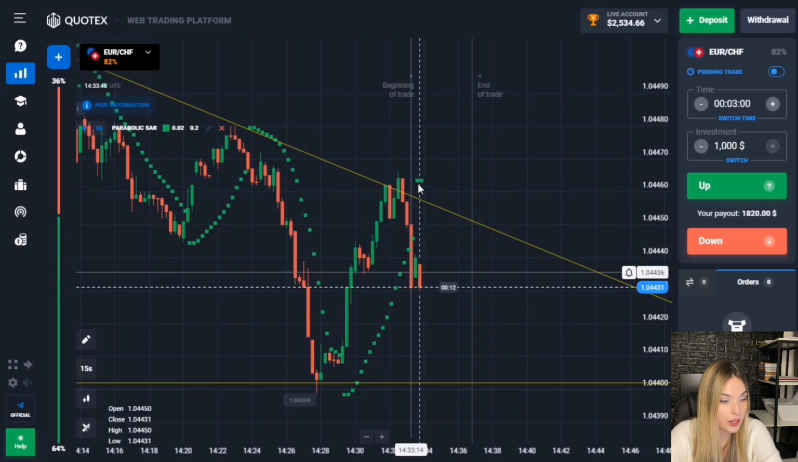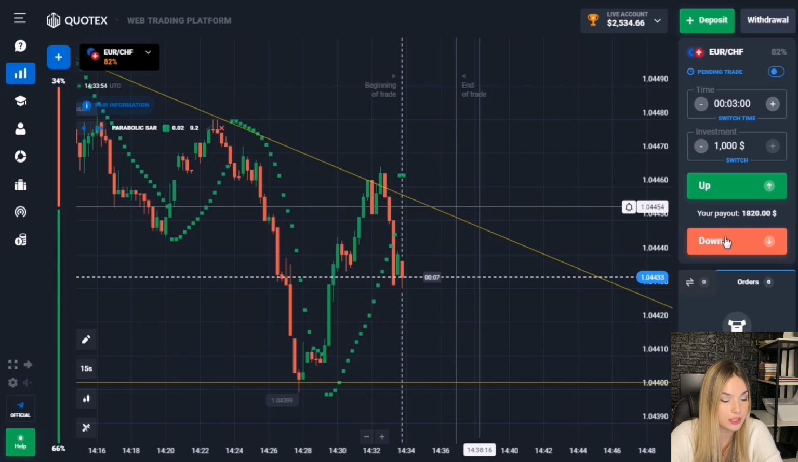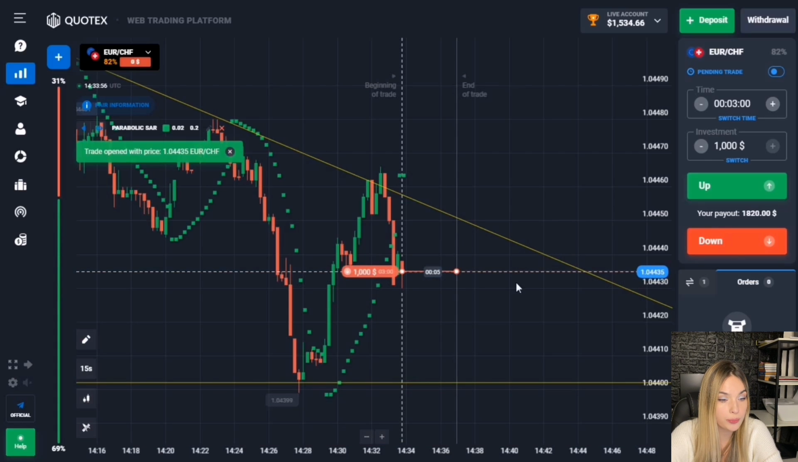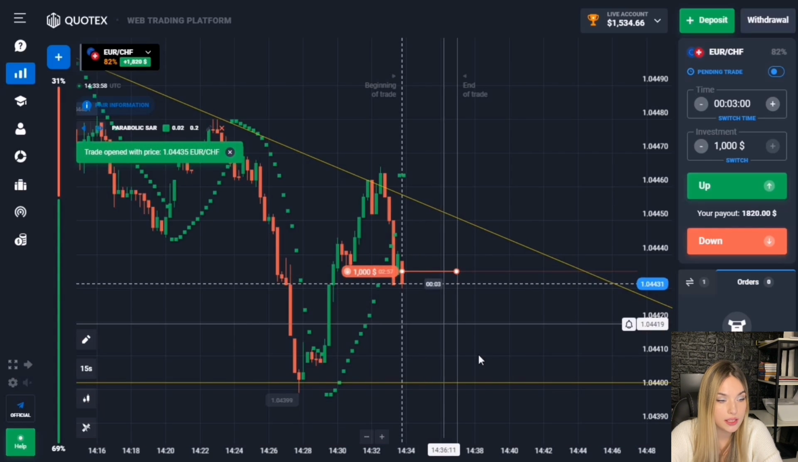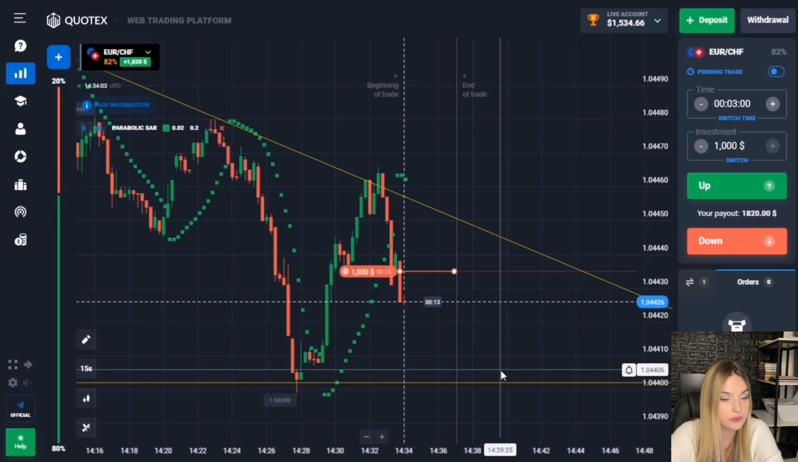We pay attention to our indicator. It also tells us that the downside movement is expected in the near future. In this situation, I suggest opening a deal for 3 minutes to decrease. The price will certainly continue its movement to the support level. So friends, let's wait for the end of our deal.